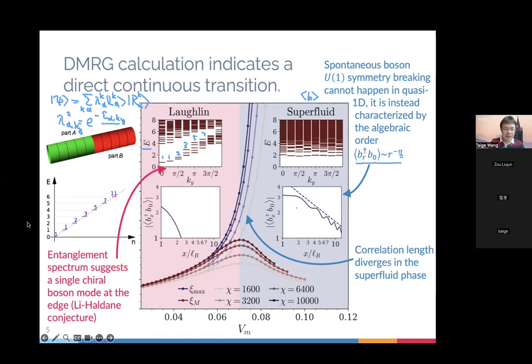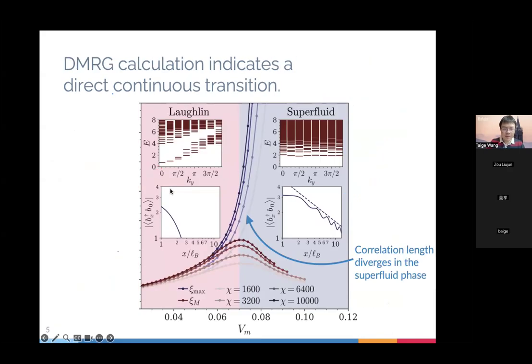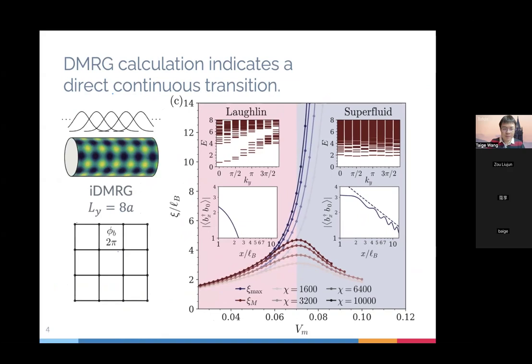Let me just erase this. If you read the scale, the correlation length at 10,000 bond dimension reaches about 5, which is already fairly large. Given we're on a finite system, it can never truly diverge.